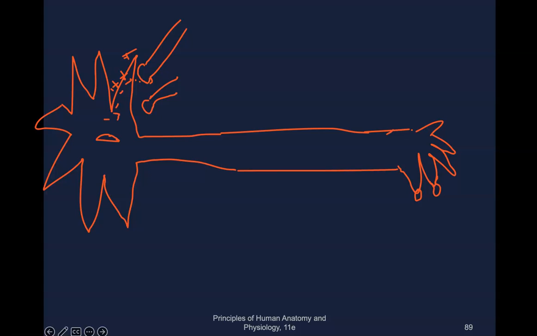At negative 70 millivolts, okay? Negative 70 millivolts. And this is going to be all across the membrane. So that means this is going to be all down the axon as well.